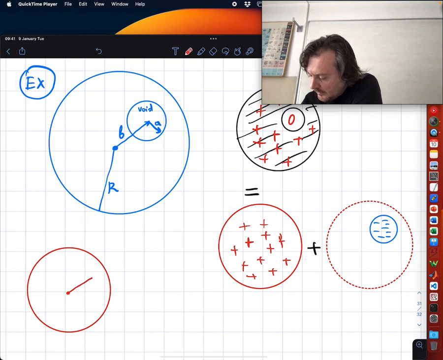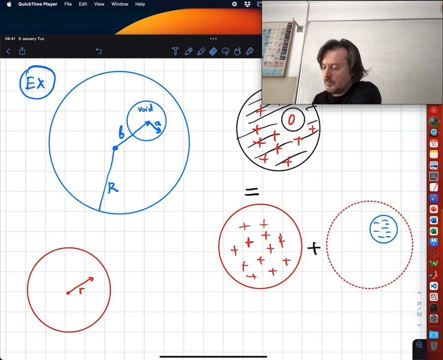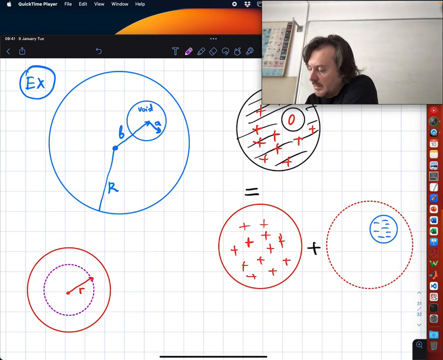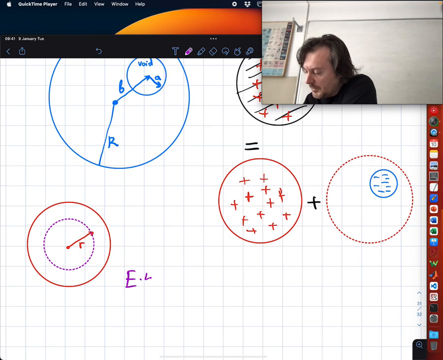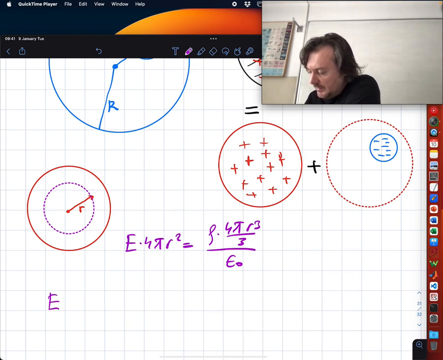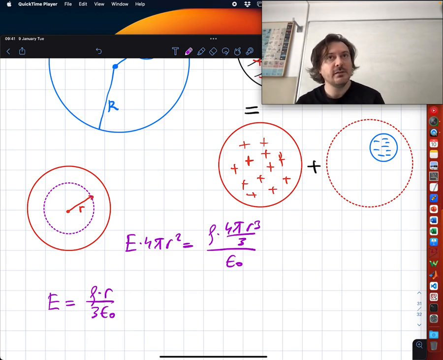Let me just make an r here, a vector r. What is the electric field? You need a Gauss surface there, right? And inside this Gauss surface, E times 4 pi r squared is rho times 4 pi r cubed over 3, divided by epsilon 0. So the magnitude of E is rho times r over 3 epsilon 0. The magnitude is this, right?